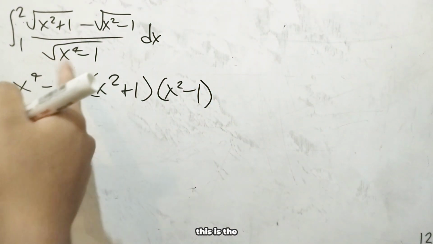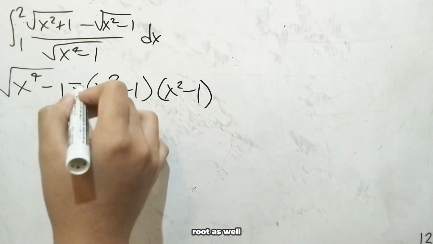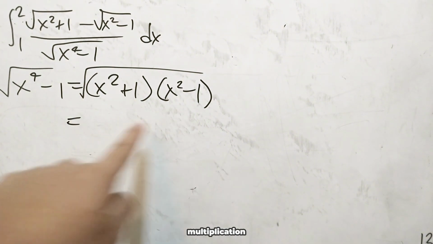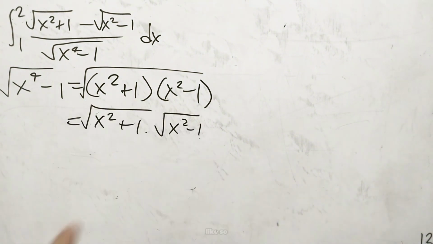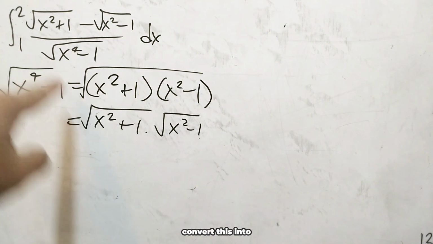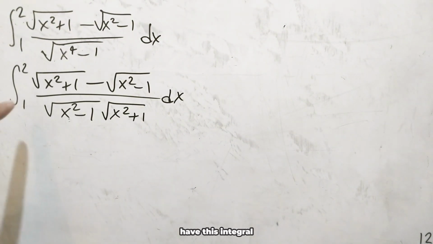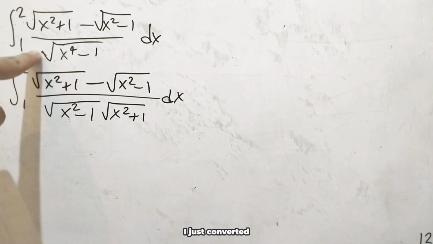And then because this is the square root, I'm going to put the square root as well. And then because these are multiplication, I can just separate the radicals like so. So I just converted this into this, voila. And then we have this integral, which is just this. I just converted the denominators.